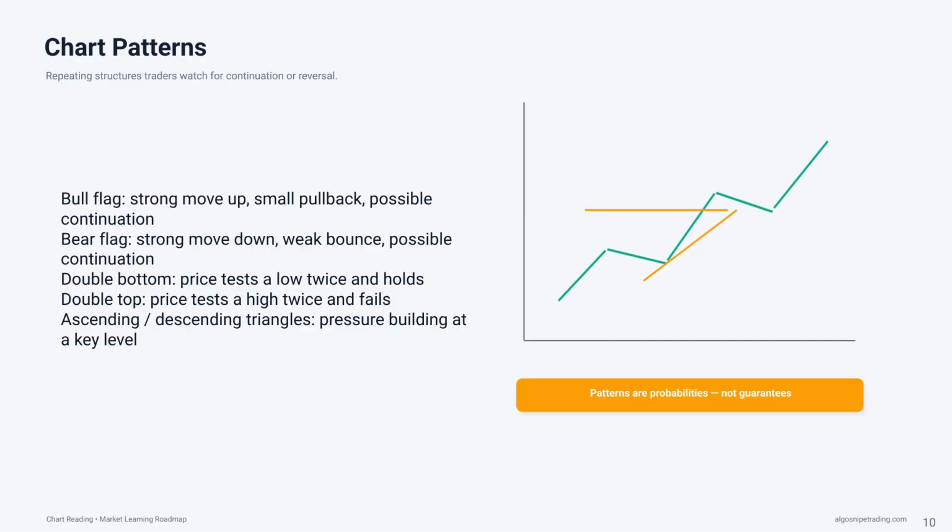Ascending and descending triangles show pressure building at a key level. Traders watch for a breakout, but they should wait for confirmation instead of guessing. Main idea. Patterns are probabilities, not guarantees. A pattern becomes stronger when it happens near support, resistance, trend lines, or with strong volume confirmation.